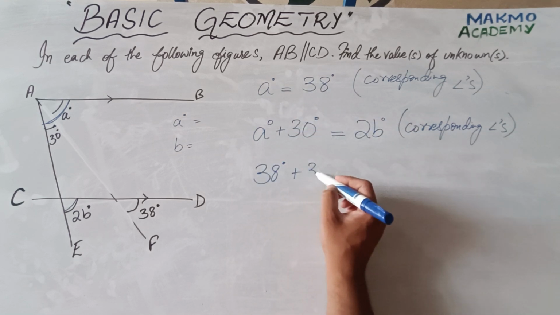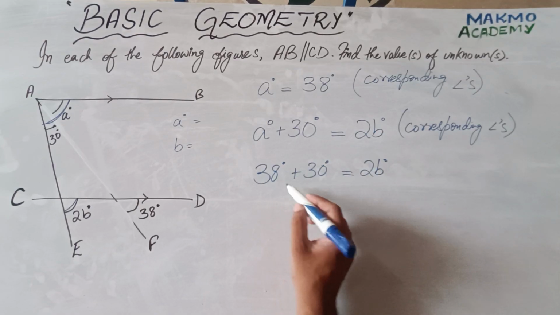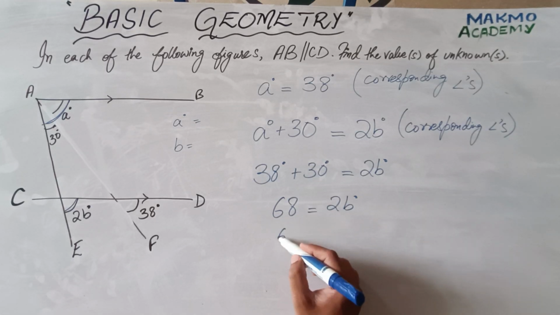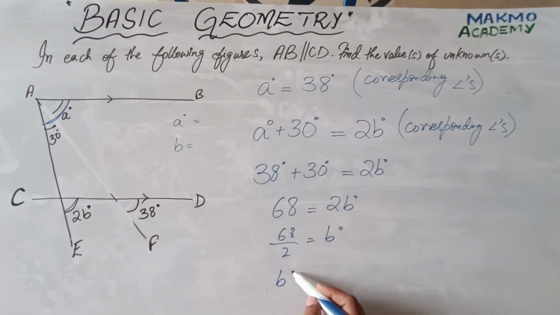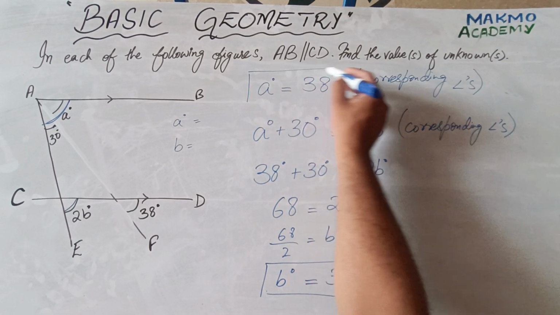Now we substitute the value of A. 38 plus 30 is equal to 2B. Adding them, 68 is equal to 2B. Then 68 divided by 2 is equal to B, so B is equal to 34 degrees. Now you can see that we have found the values of both unknowns.